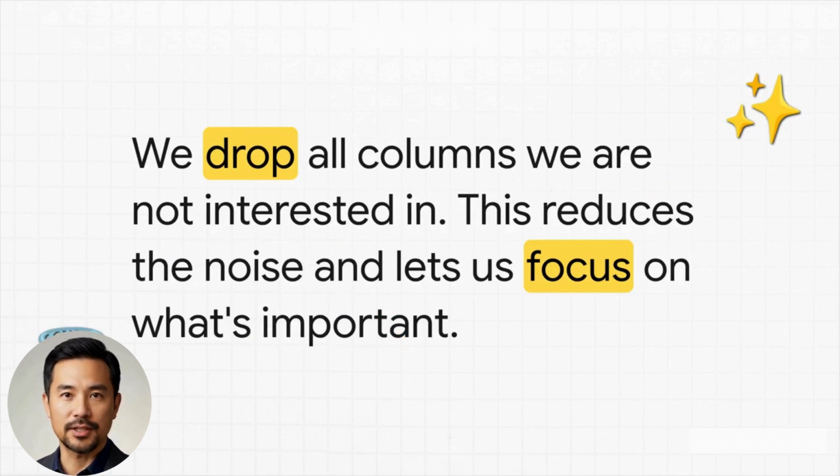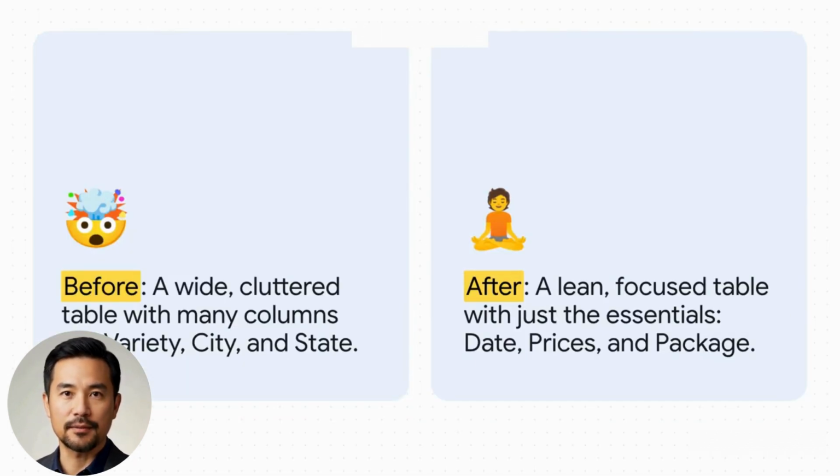Okay, next up, we simplify. Our dataset has all these columns we just don't need, things like the pumpkin variety or the city it was sold in. By dropping these, we just eliminate all that noise and we can focus only on the columns that actually matter for answering our question. And you can really see the difference here. We've gone from this wide, kind of cluttered table to a lean, focused one with just the essentials. See? It's already so much easier to work with.